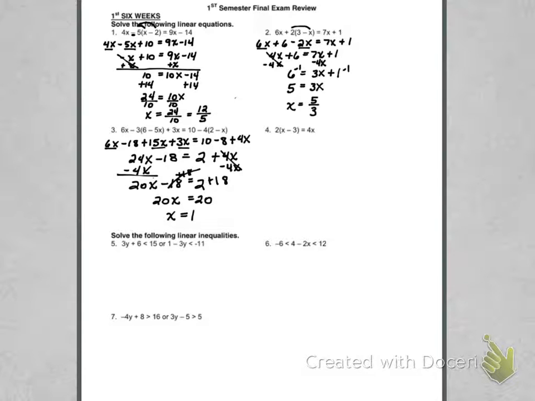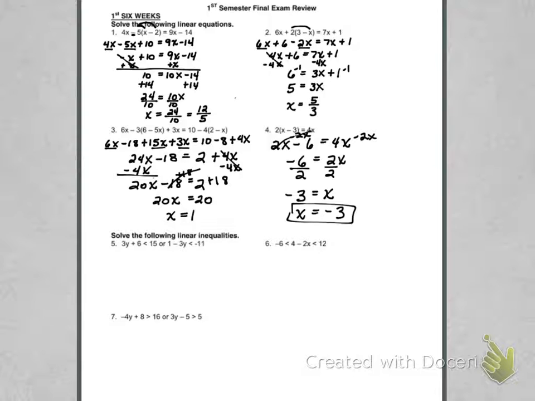And looking at the fourth problem here, we distribute our 2, so you have 2x minus 6 equals 4x. Subtracting 2x from both sides, you have negative 6 equals 2x, and you divide by 2, and so you have to remember that that's going to be a negative, so negative 3 equals x, or x equals negative 3. Okay, those are the equations.